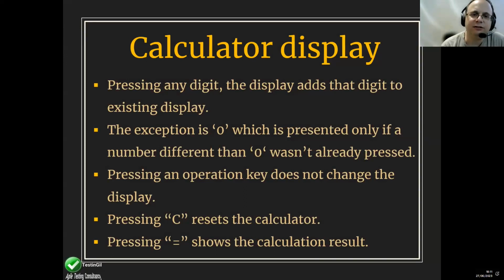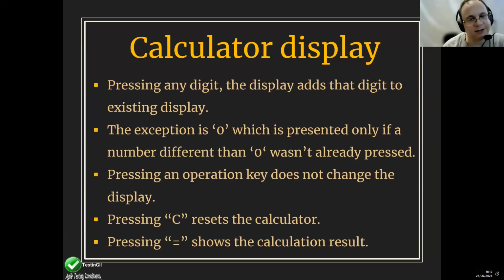A bit about the calculator. For the people who haven't tried 90s calculators yet, this is an awesome experience. Pressing any digit, the display adds that digit to the existing display. The exception is 0, because if you press 0 and then another digit, it will just show that digit, it doesn't add the 0 before that. What else? Pressing an operation key does not change the display, because we're interested in the calculator itself, but we're more focused on the display, what it shows. This is the API that we're giving. So pressing an operation does not change the display.